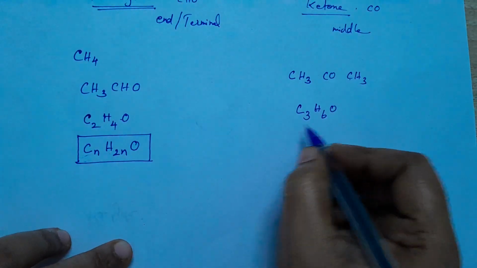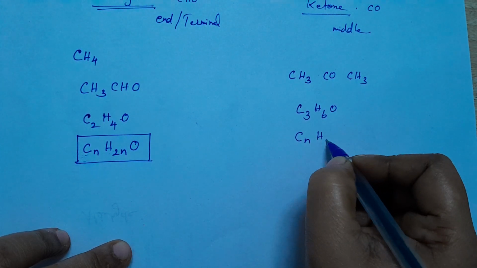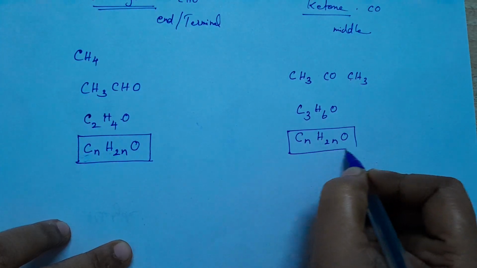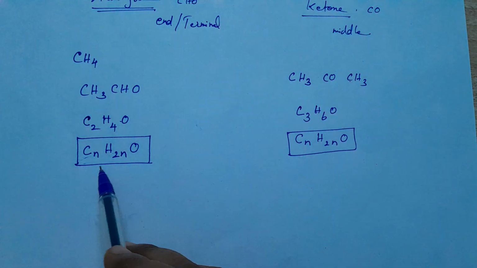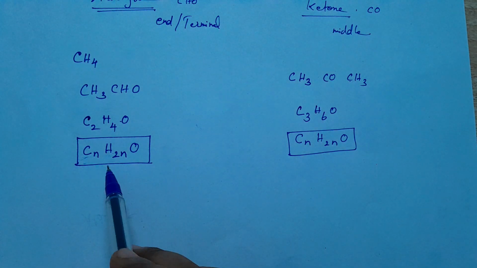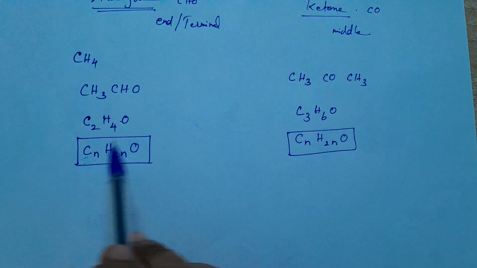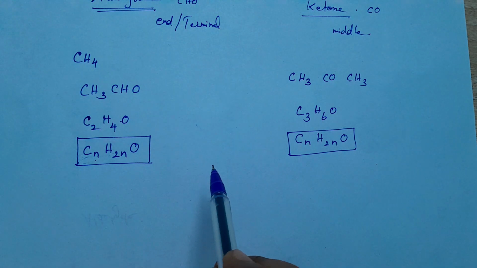So shall we write this general formula? We can write it CnH2nO. So both the general formula for aldehyde and ketone is CnH2nO. This general formula denotes only the composition: how many carbon atoms are there, how many hydrogen atoms are there, how many oxygen atoms are there.